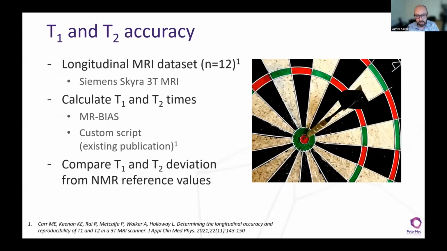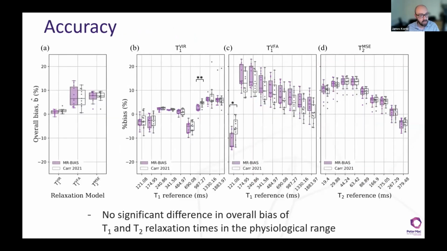To address this, we got a longitudinal MRI data set from an existing study. We collaborated with somebody who had taken a longitudinal data set, scanning the same phantom on the same scanner every month over 12 months. From that, we calculated T1 and T2 times with our software, and then compared it to what was in their existing publication, which was done with a custom script. Essentially what we saw is that we have the same accuracy. There's no significant difference in the overall bias of the T1 and T2 relaxation times within the physiological range, so the ones which we're interested in for the human body.